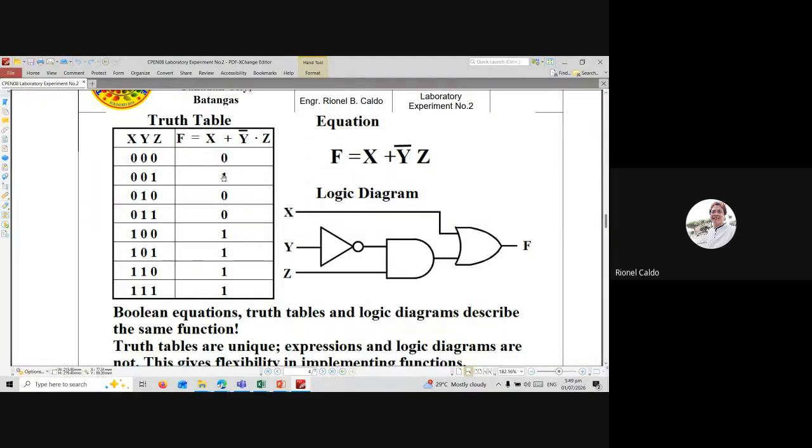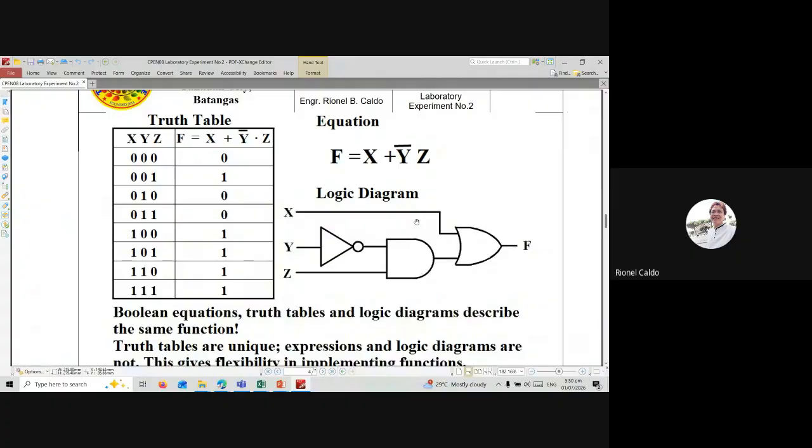Ito naman, Sir Caldo, bakit naging 1? Kasi di ba ang value ng X ay 0 plus yung Y bar natin, ang value ng Y here is 0, in-invert magiging 1 times the value of Z is 1. 1 times 1 is 1 plus 0 is 1. Kaya naging 1. And the rest is history. Paki-like naman kung clear po tayo doon sa ating truth table. Ayan, thank you. And then paano po yung ating logic diagram?